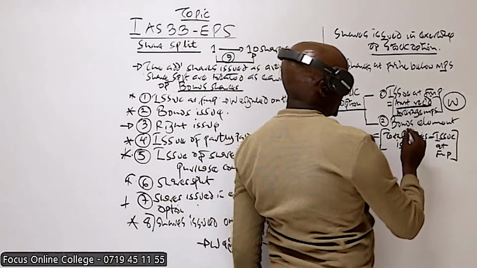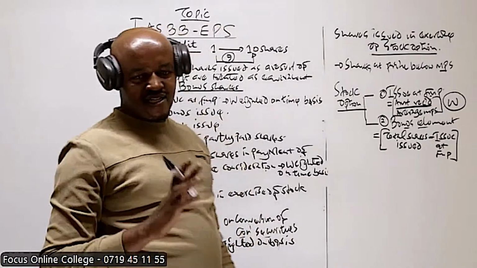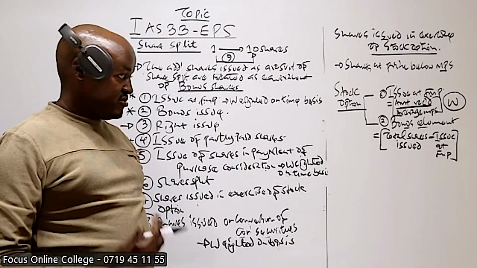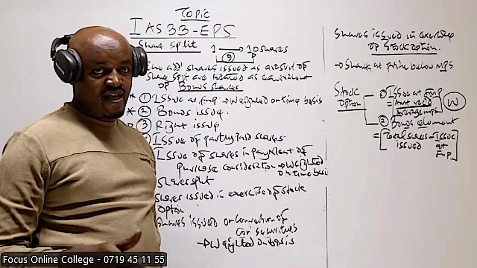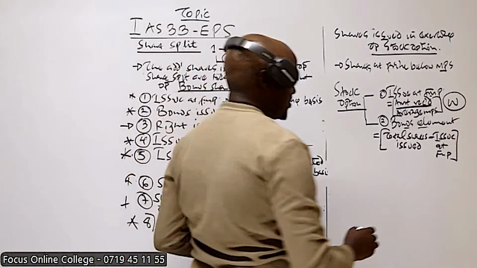And then these shares, because they are bonus shares, we treat them as an equivalent of a bonus issue. What does that mean? It means that during the current year in computation of our NOS, those shares should not be weighted on time basis.